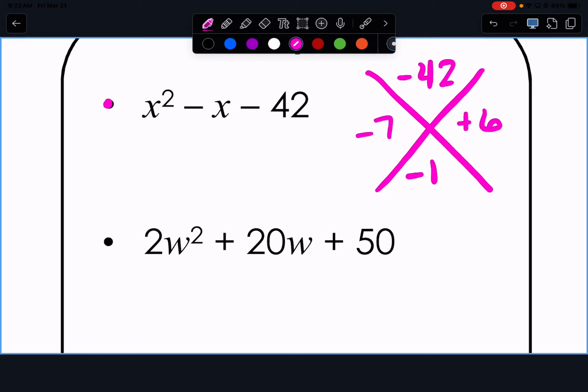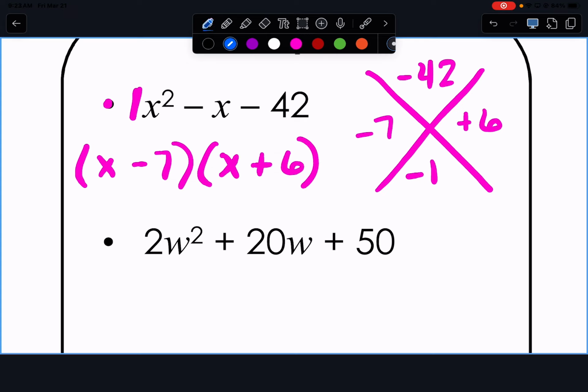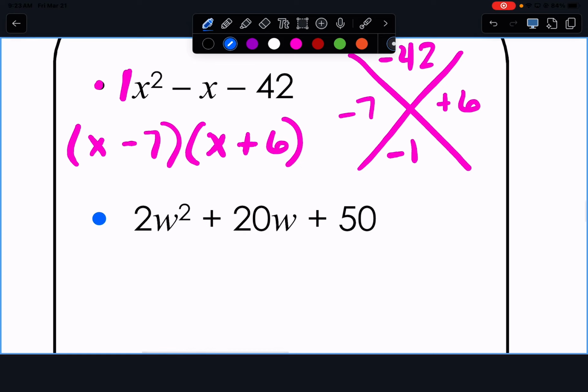So can I use this shortcut for this one? What is A? So I can just write my answer as x minus 7 and x plus 6. Now for the second question, does it have a GCF? Yes, 2. So let's take that out.